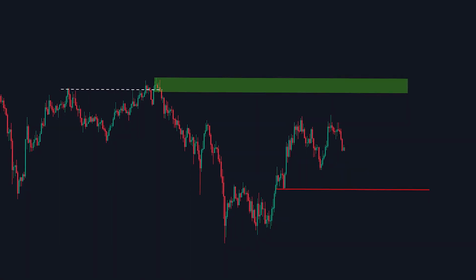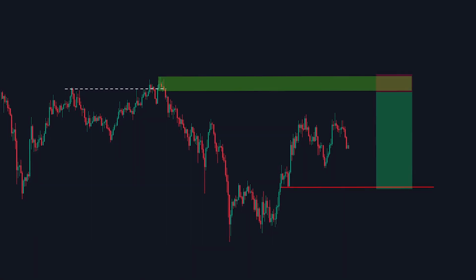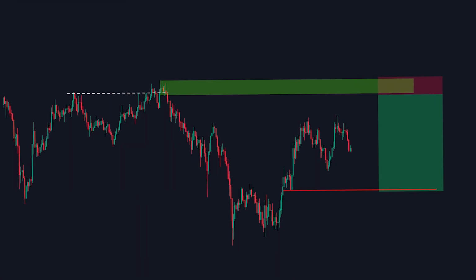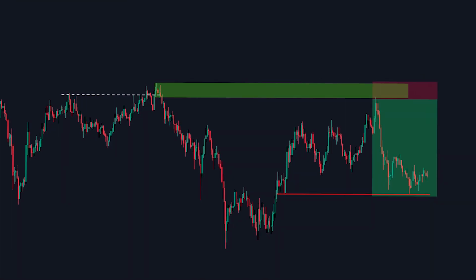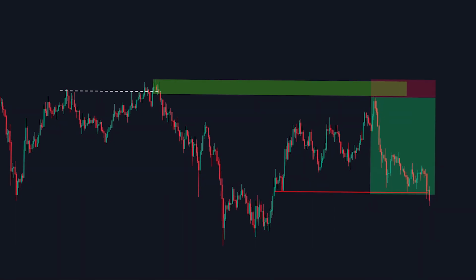We wait for the approach to the resistance zone. Then we place our short position and set a stop loss above the sweep, with the take profit set at our target. The trade was executed successfully as price moved down to our target level.